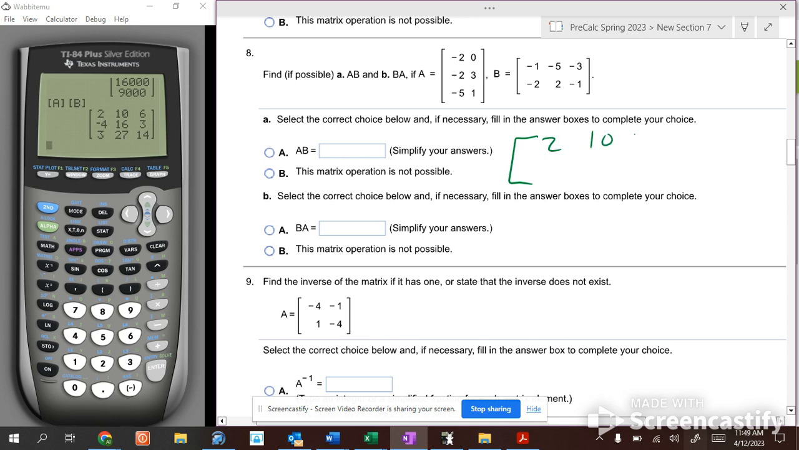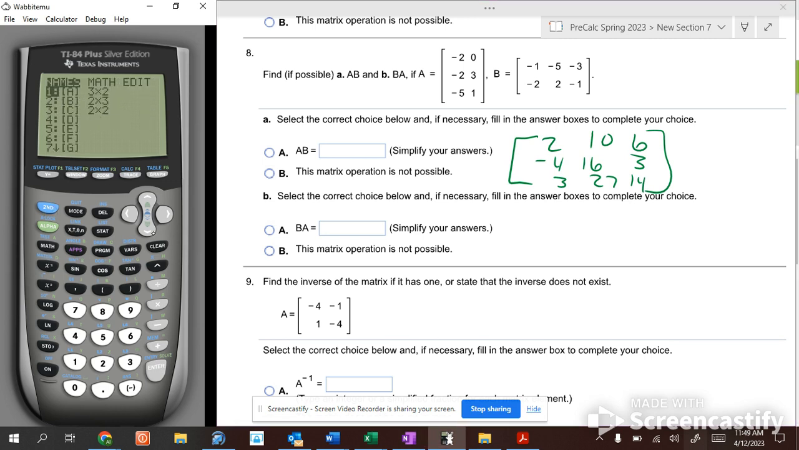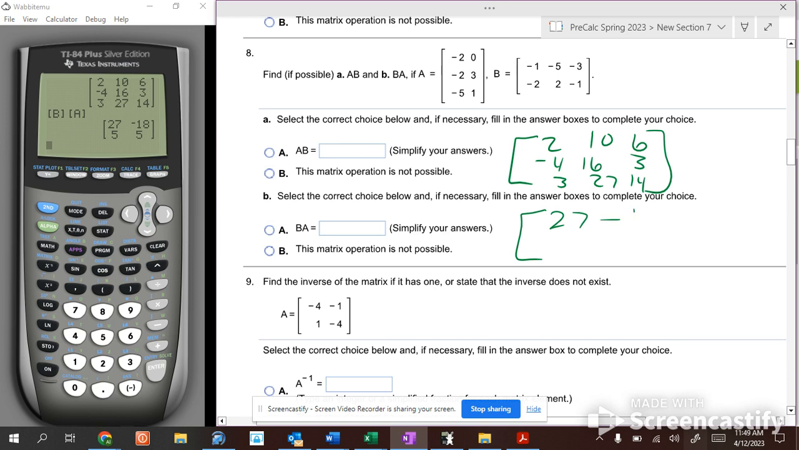2, 10, 6, negative 4, 16, 3, 3, 27, 14. And if I take B times A, second matrix B, second matrix A, I get 27, negative 18, 5, and 5. Why did I get a 3 by 3 first time and a 2 by 2 second time?